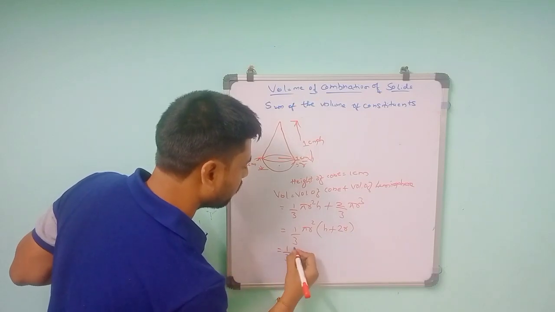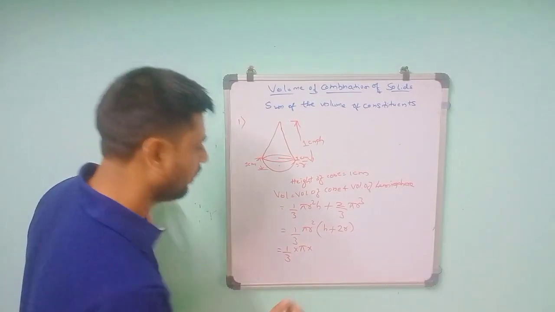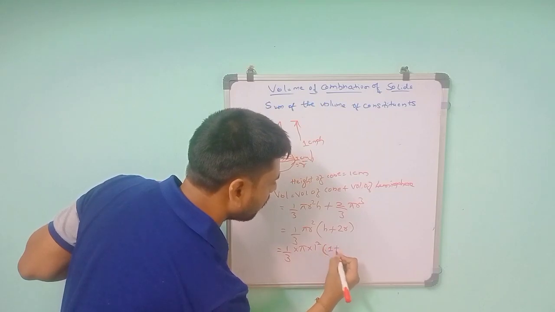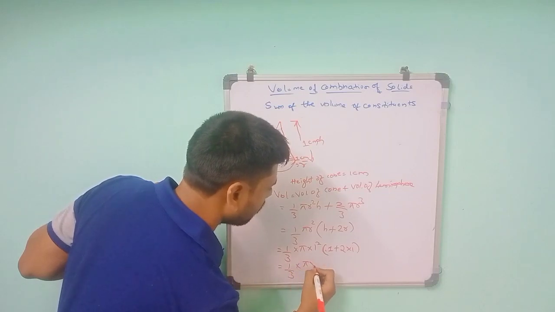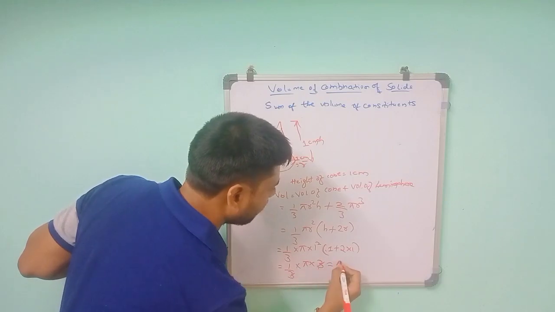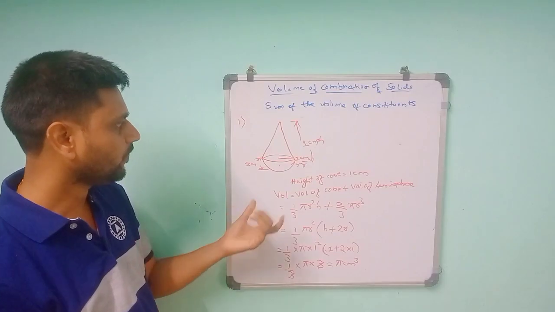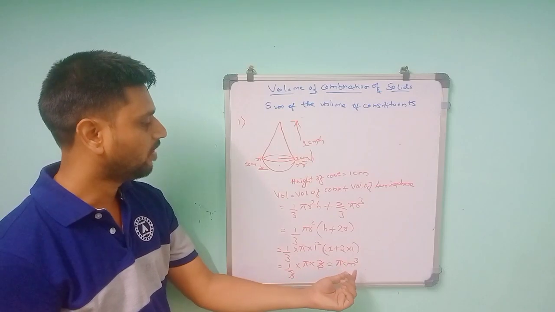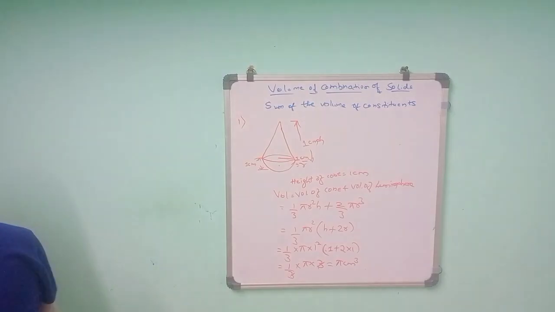Now substitute in the formula, keeping pi as it is, because they told us to find the answer in terms of pi only. So r is 1 square, then h is 1 plus 2 into r is 1. So it will give you 1 by 3 into pi into 1 into 3. After cancelling the 3 you will get the answer as pi. So pi centimeter cube is the answer for the volume of this solid.